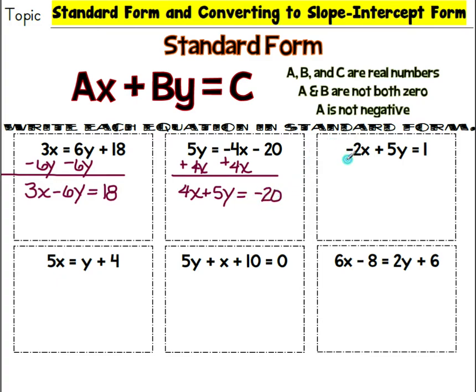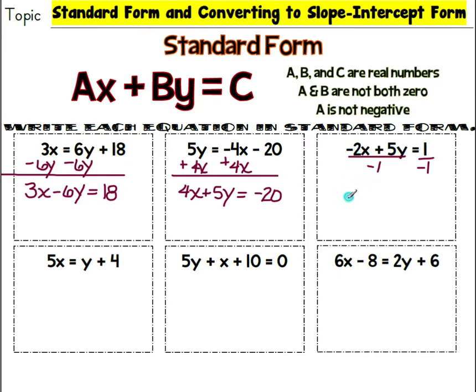So looking at this next one, negative 2x plus 5y equals 1. So we can see that our x term and our y term are both on the left side of the equation. So now we have to see, why is this not in standard form? And the reason that this is not in standard form is that a is not negative. So in this case, a is negative, so we would need to undo that negative. And so to do that, we could divide everything by a negative 1.